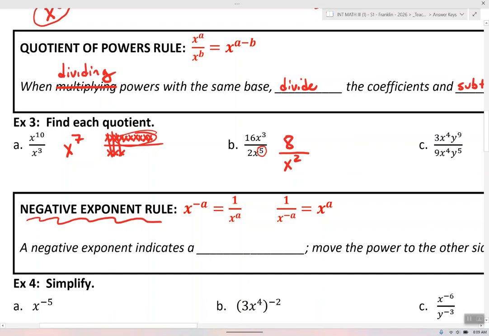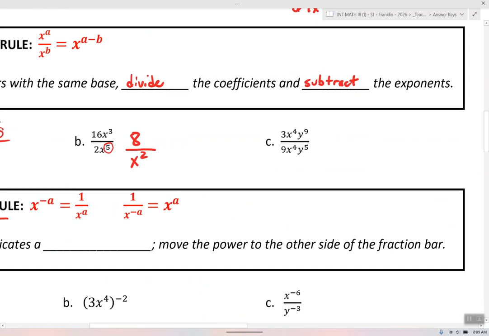So x squared will stay on the bottom of that fraction. All right, 3x to the 4th y to the 9th over 9x to the 4th y to the 5th. For some of these, I like to just start with my fraction bar, and then I put things where they go. So 3 over 9, we're going to reduce that because 3 divided by 9 is 0.3 repeating. It doesn't divide evenly, but we can reduce that as a fraction. We get 1/3, like that.